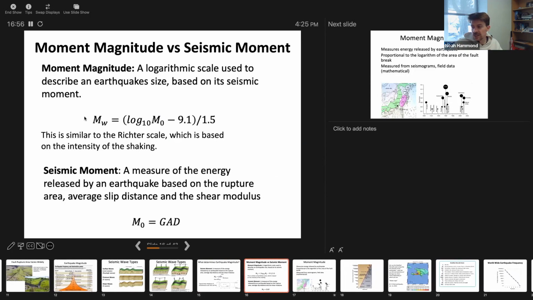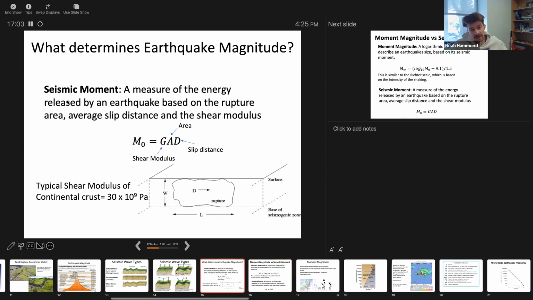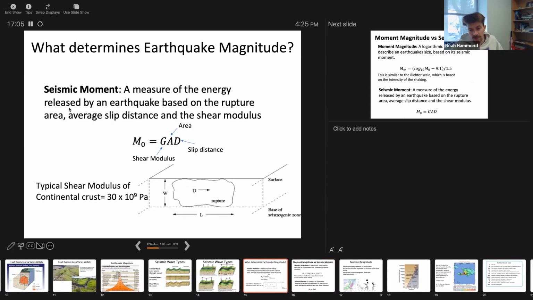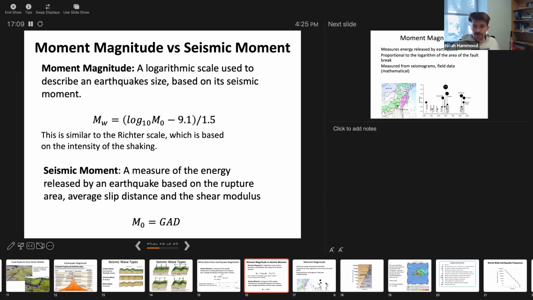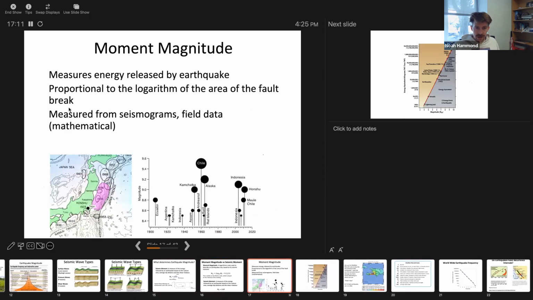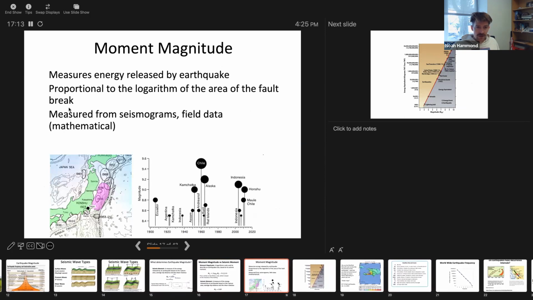So after we calculate the seismic moment, we can convert it to something called the moment magnitude, which is what we actually talk about when we talk about the magnitude of an earthquake. It's called the moment magnitude. So the moment magnitude measures the amount of energy released by the earthquake. It's logarithmic, right? So if you increase the magnitude by 1, you're actually releasing 10 times more energy.